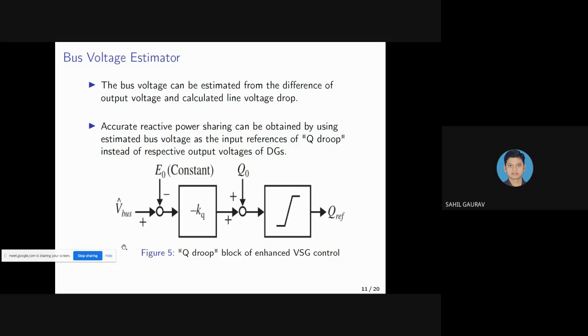However, it may happen that these bus voltage estimators might be wrong. So there might be a chance of a reactive power sharing error. We will see that in the next slide.